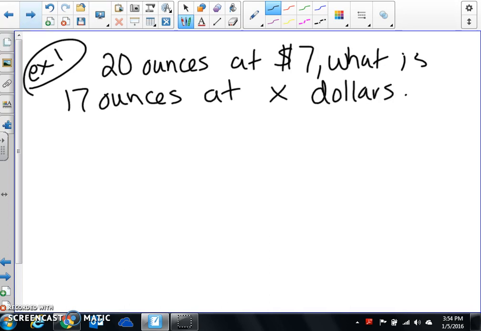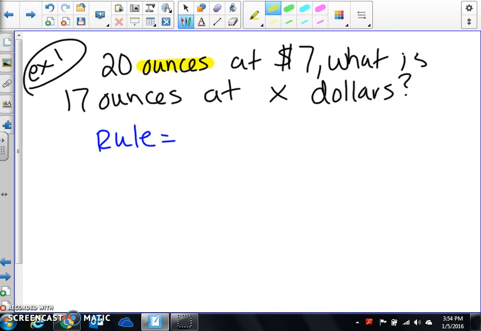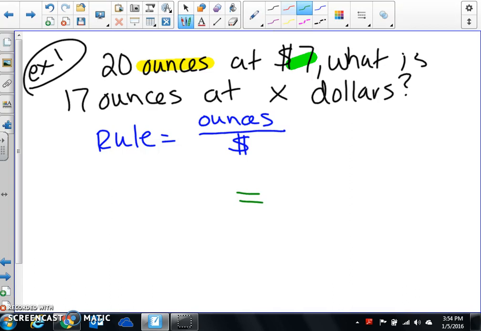So the first thing you need to do is set up your rule or your formula, whatever you want to call it. I'm always going to say, what's your rule? So your rule is, and I decide what am I talking about? So I'm talking about ounces and money. So I just put it in order. So my rule is going to be ounces over money. Okay? So you're going to have a proportion, which means two ratios that are equal to each other, two fractions that are equal to each other.